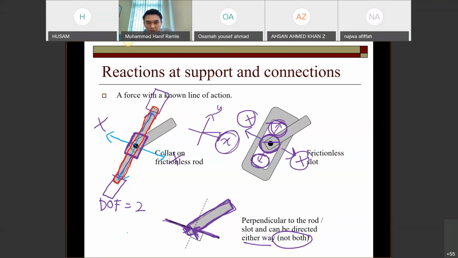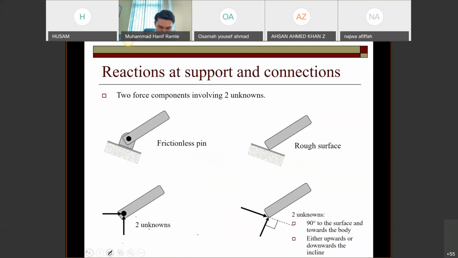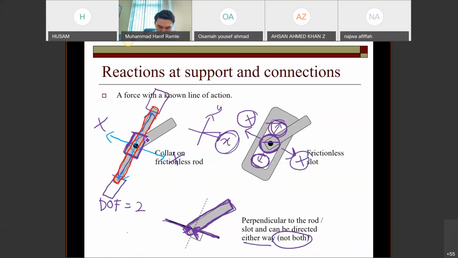Yes, doctor. So this system has three rigid bodies, but the example only shows this one, which is the collar. Only the collar. If you choose another rigid body, for example this one, the DOF will be different. Okay, doctor, clear.